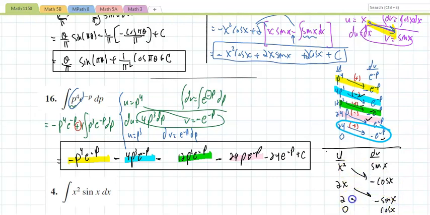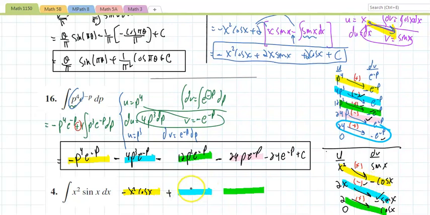And if I do the same idea, I'll start with a plus and alternate on the signs. I should get, and one can use this shortcut anytime you want, I should get negative x squared the cosine of x. Negative times a negative is a positive, 2x the sine of x. And positive times a positive is a positive, twice the cosine of x plus c.